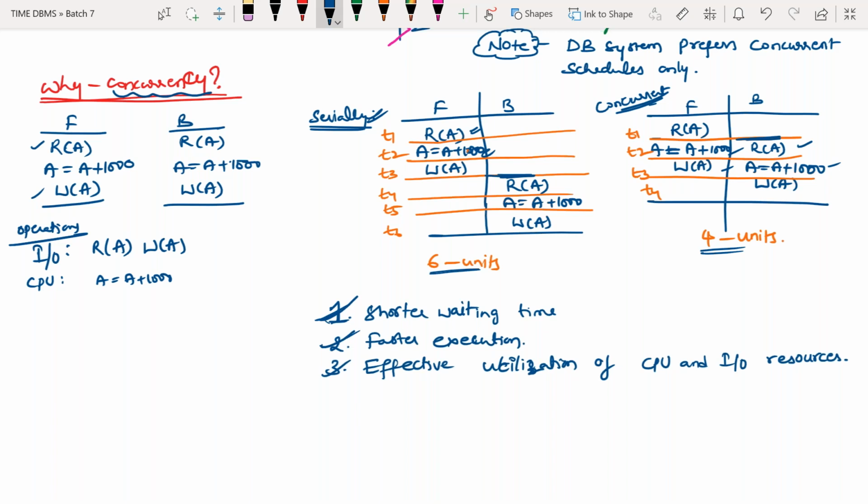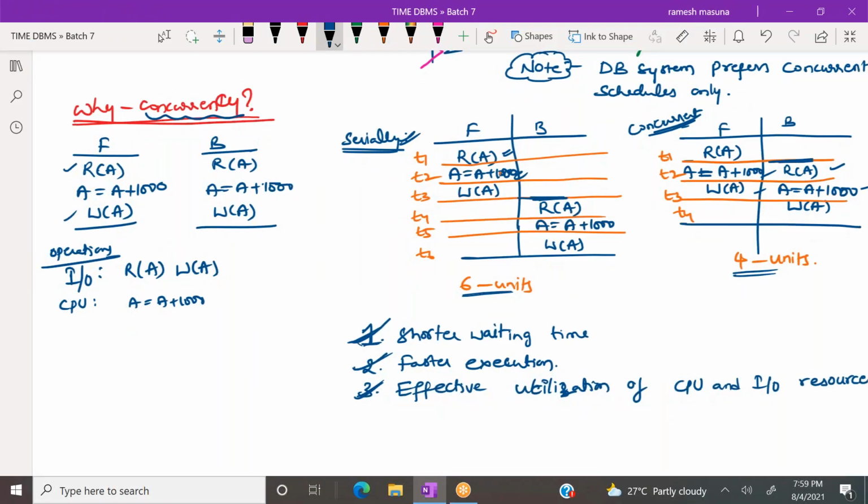Okay. Now we understood what a transaction is, what the properties are, how transactions execute, schedules, types of schedules, and that a serial schedule ensures consistency. A concurrent schedule may not, but the database system prefers concurrent schedules only. The reasons also we have seen. Okay, any doubts so far about what I discussed?